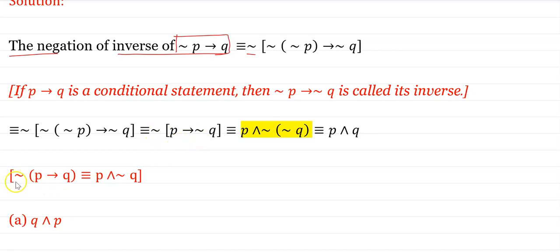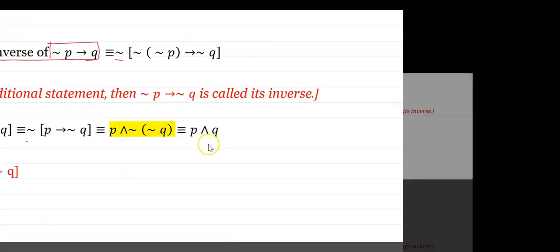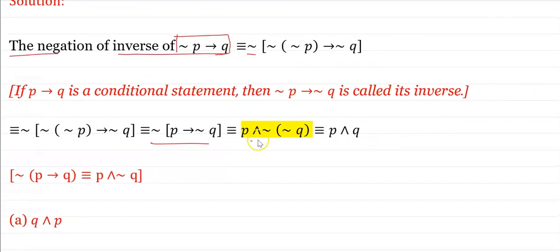Now the negation of P implies Q is P and negation Q, and therefore this will become P and negation of negation Q.